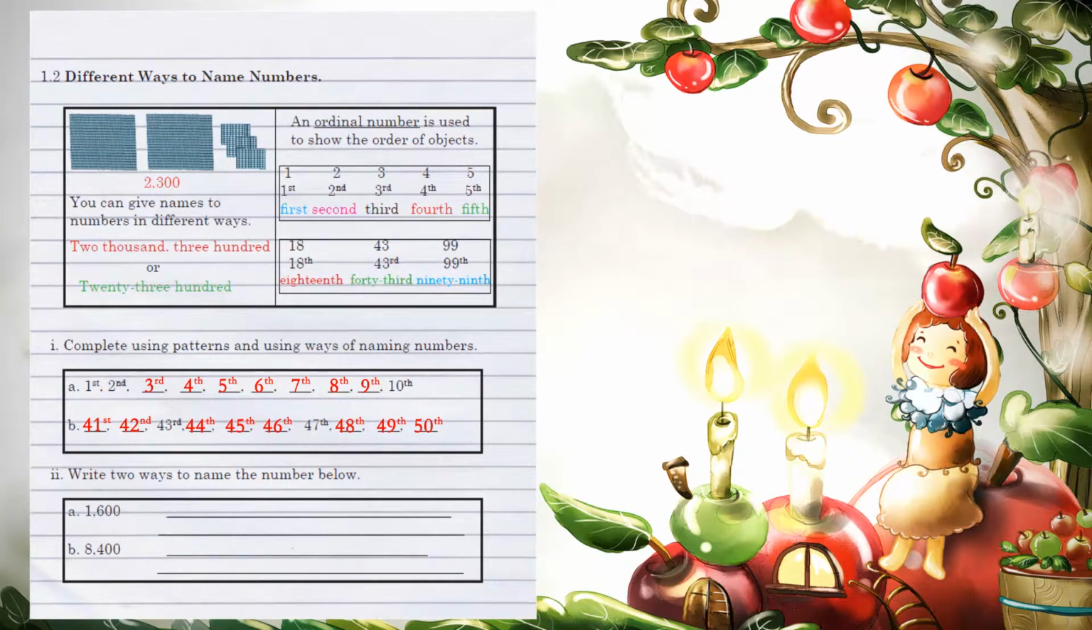Example 2. Write 2 ways to name the number below. When you have a number such as 1600 that has 2 zeros involved, there are actually 2 ways that you can say this number. You can just say the 16 plus the value of the 6, which is 100. So 16 hundred is one way of saying that number. Or you can start with the 1 and say 1,600 as another way of saying that number.